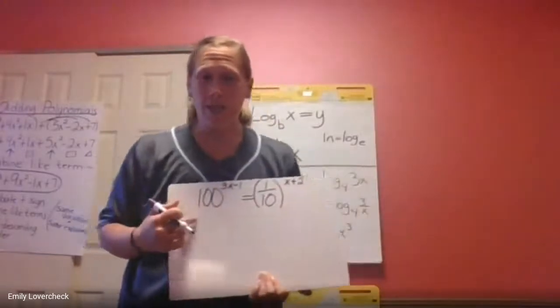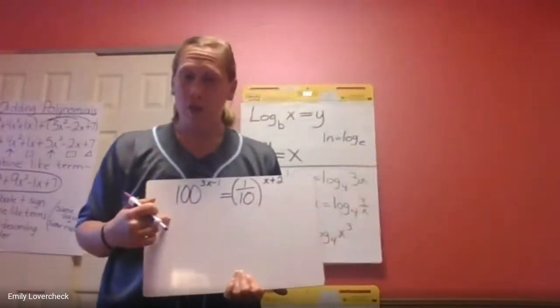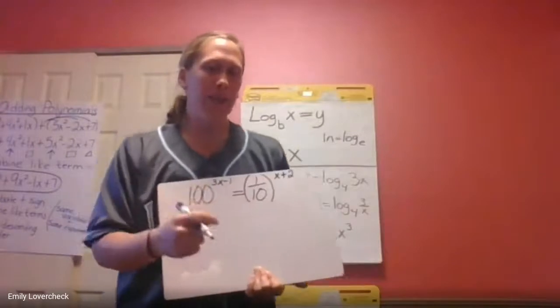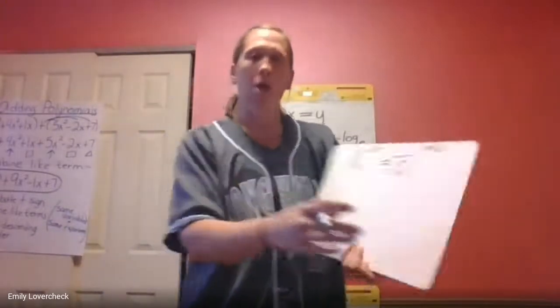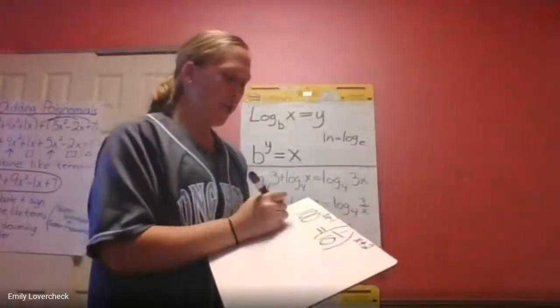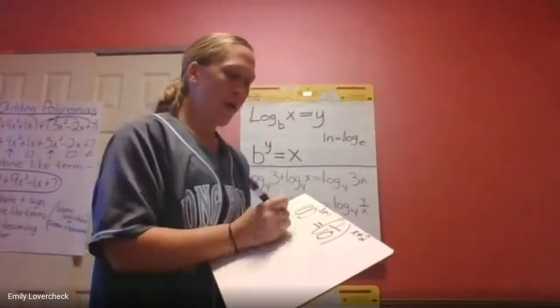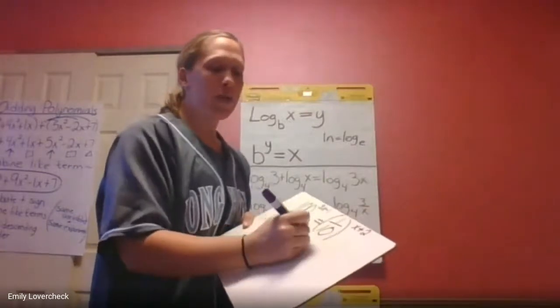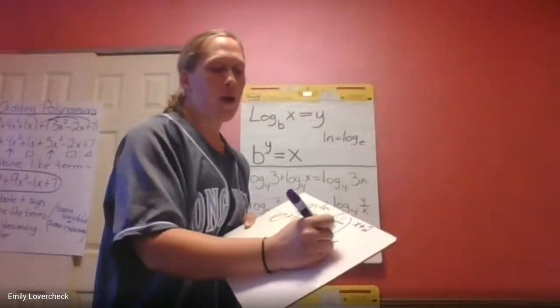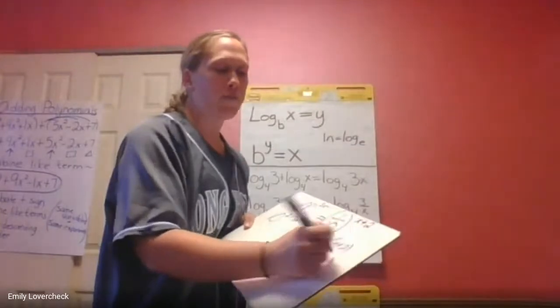So I know 100 is the same thing as 10 squared. And I know that 1/10 is the same thing as 10 to the negative 1. The negative exponent causes it to drop below. So I'm just going to manipulate those numbers, and I'm going to change them to get 10 squared to the 3x minus 1 equals 10 to the negative 1 to the x plus 2.